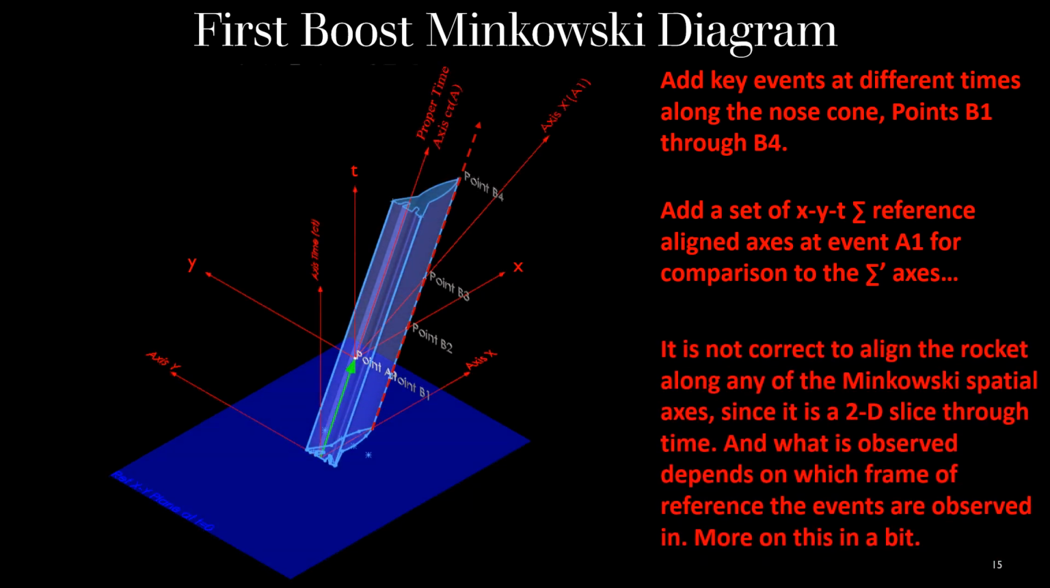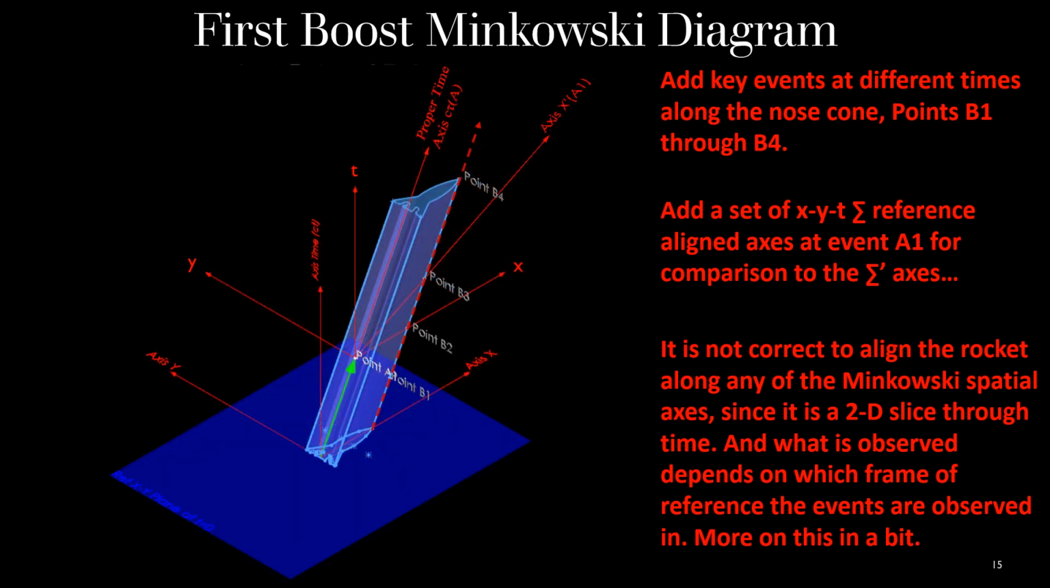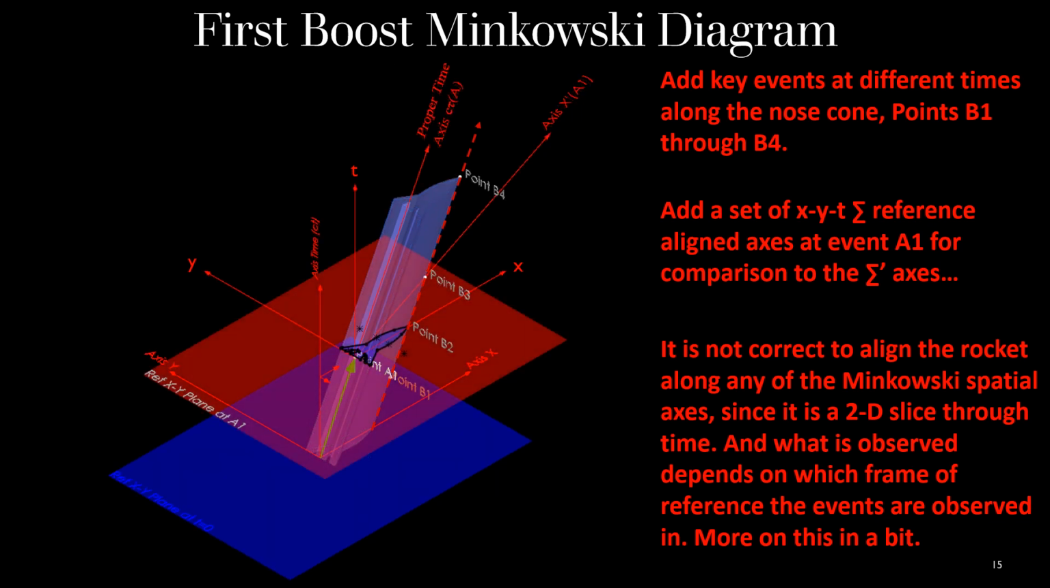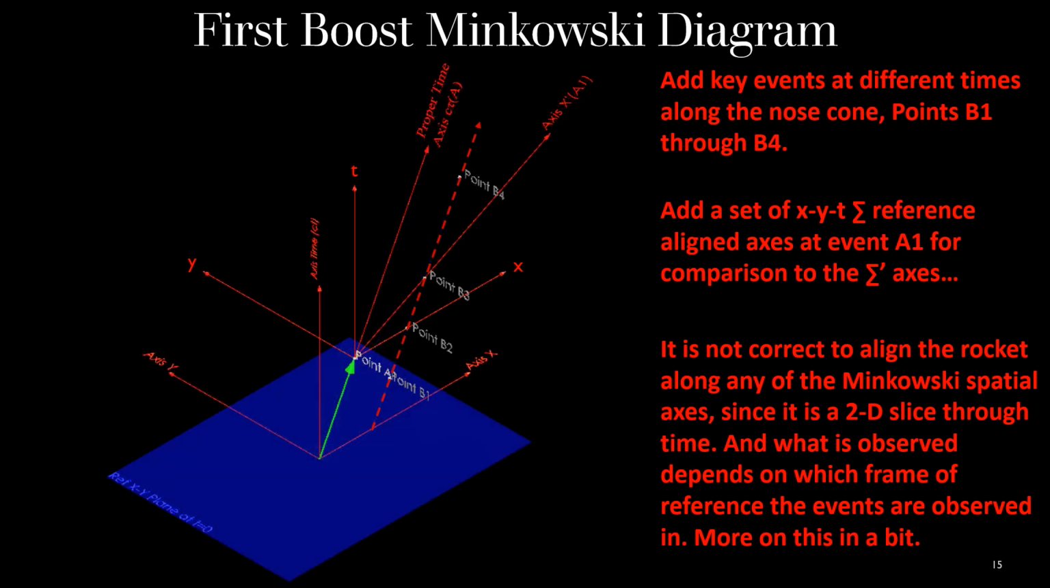Note that it is not correct to align the rocket image to any specific Minkowski axes, because the diagram only represents a 2D slice through space-time. What is observed depends on the simultaneity of the rest frame that the image is observed from. Remember, we're making simplified assumptions, no aberration, Doppler shift, etc.